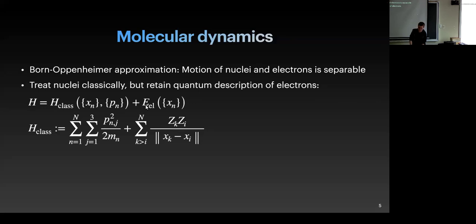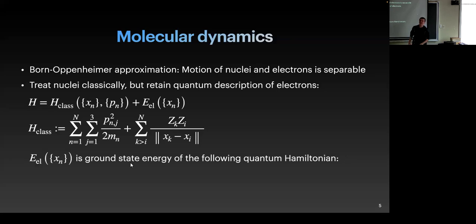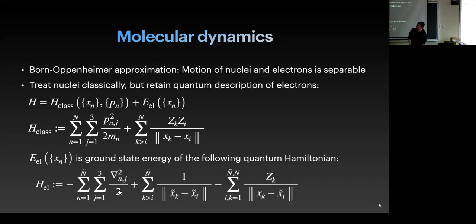The V_Q in our case is this E_L, which is the ground state energy of the electrons for fixed nuclear positions. So it's the ground state energy of this, which is now a quantum Hamiltonian. You have the kinetic energy of all the electrons, but note that these are now quantum operators, so this is the partial derivative. Then you have the Coulomb interaction between the electrons. The last term is the Coulomb interaction between a classical nucleus and a quantum electron. So this is the type of system we will be focusing on.